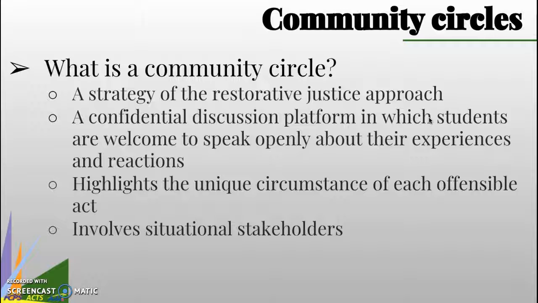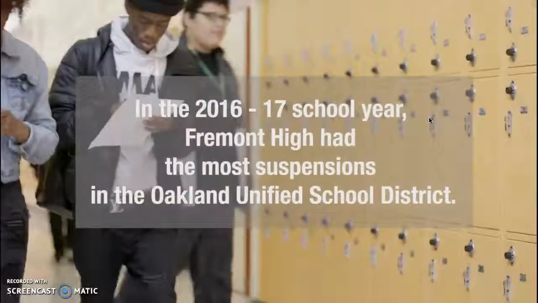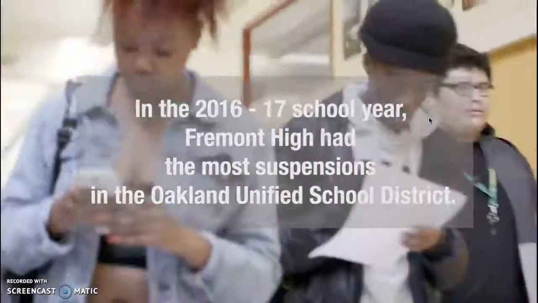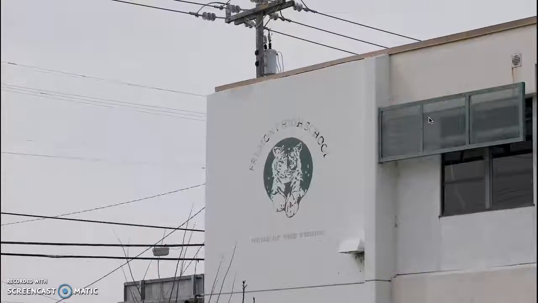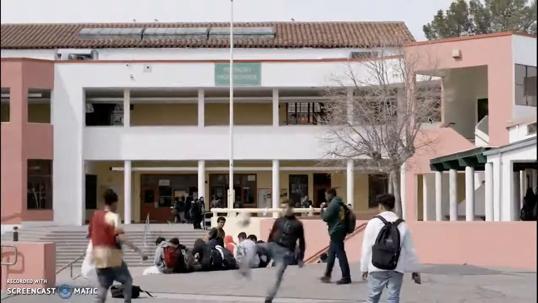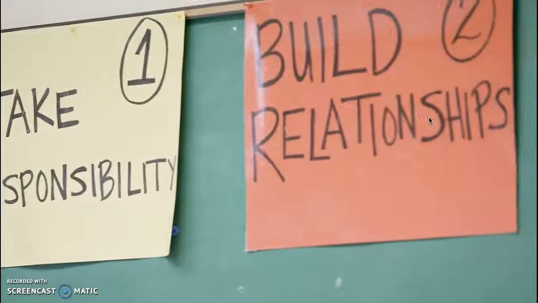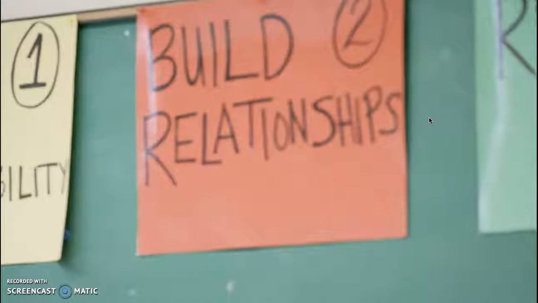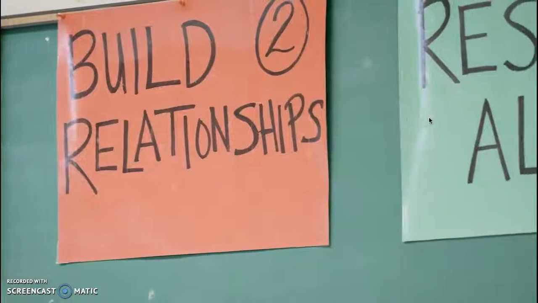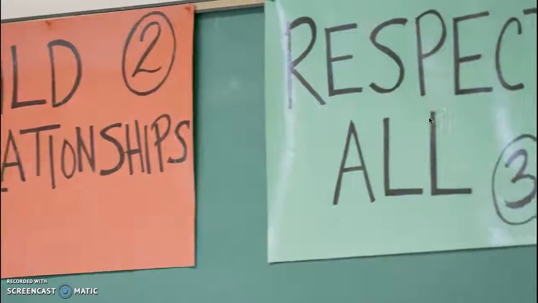Highlighting what a community circle is, involving these situational stakeholders, describing and defining what situational stakeholders are. And then this is a great video. I'm not going to show the whole thing here, but this is a video that highlights a school out in California that had gone from using suspensions and expulsions and having one of the higher rates of suspensions and expulsions to using restorative justice and no longer having that same issue. It's a 6-minute video. It's really good at highlighting and condensing this whole approach.